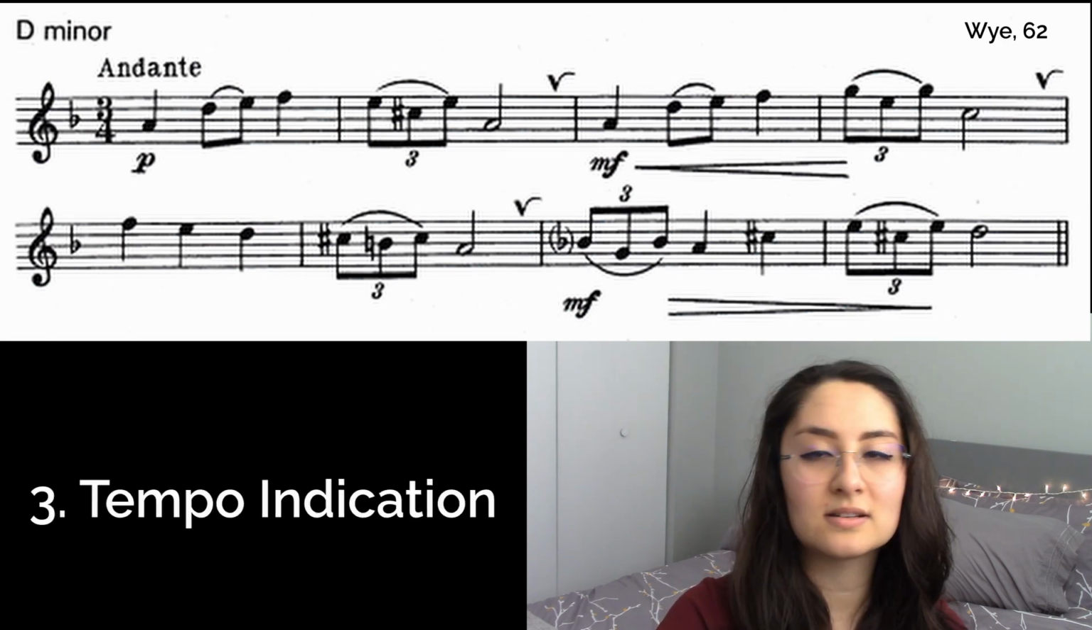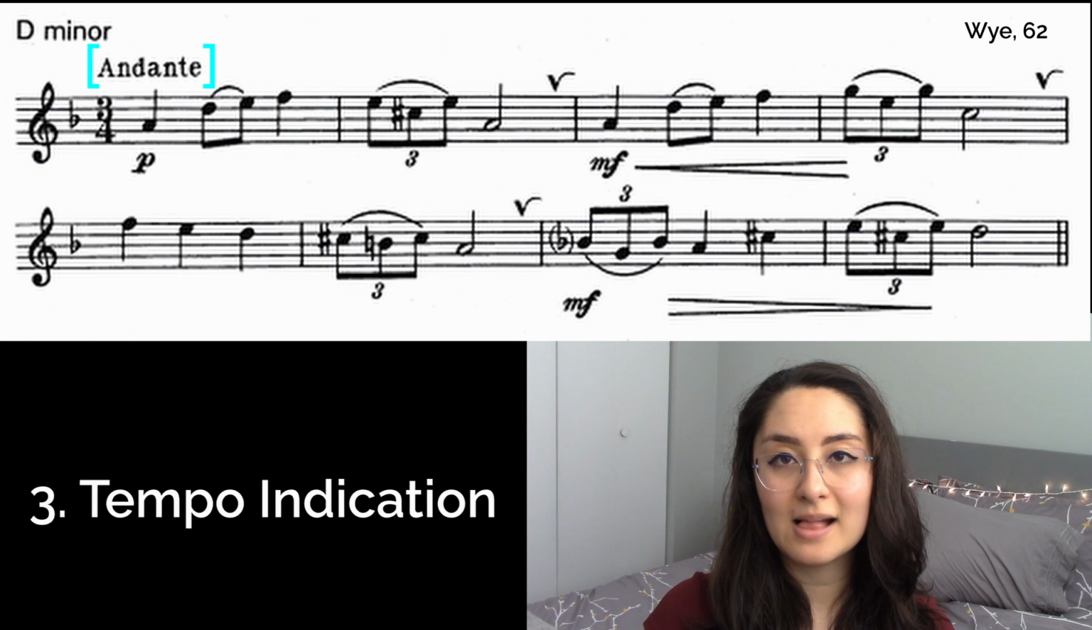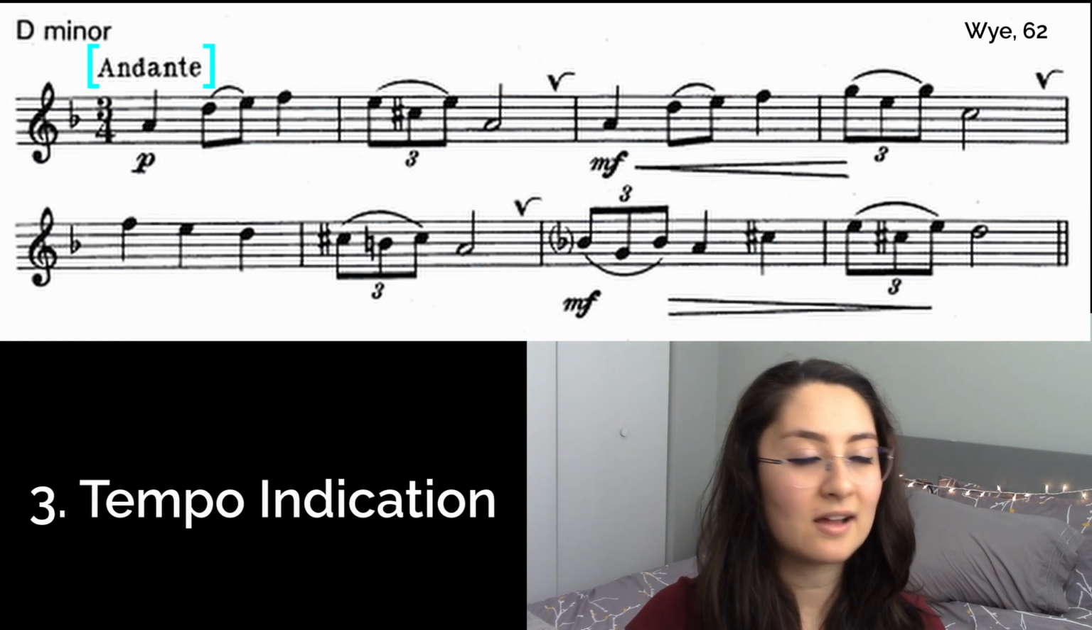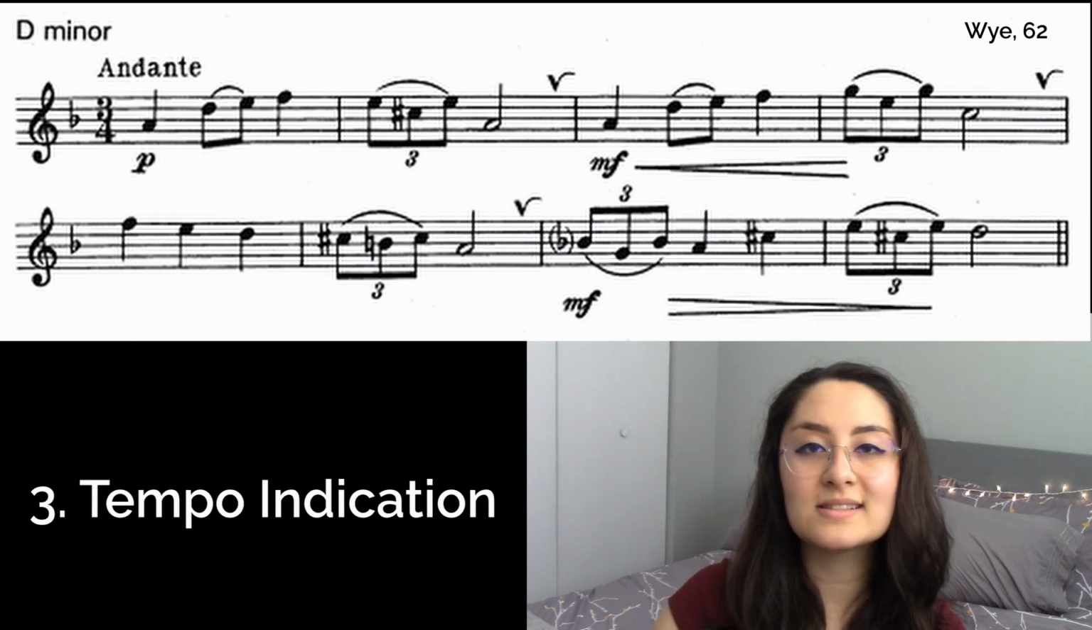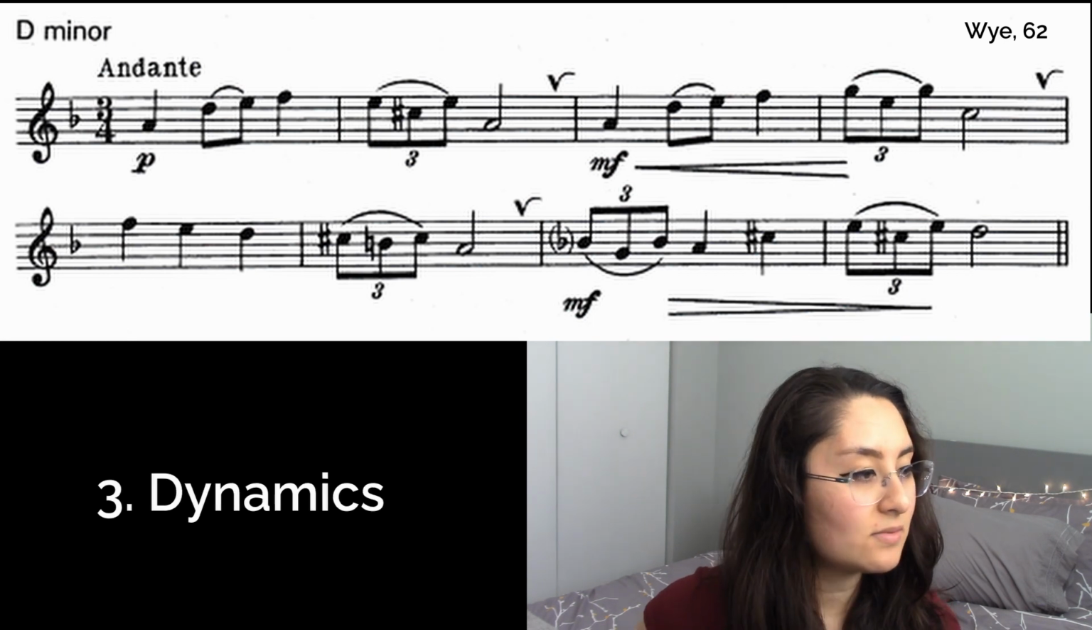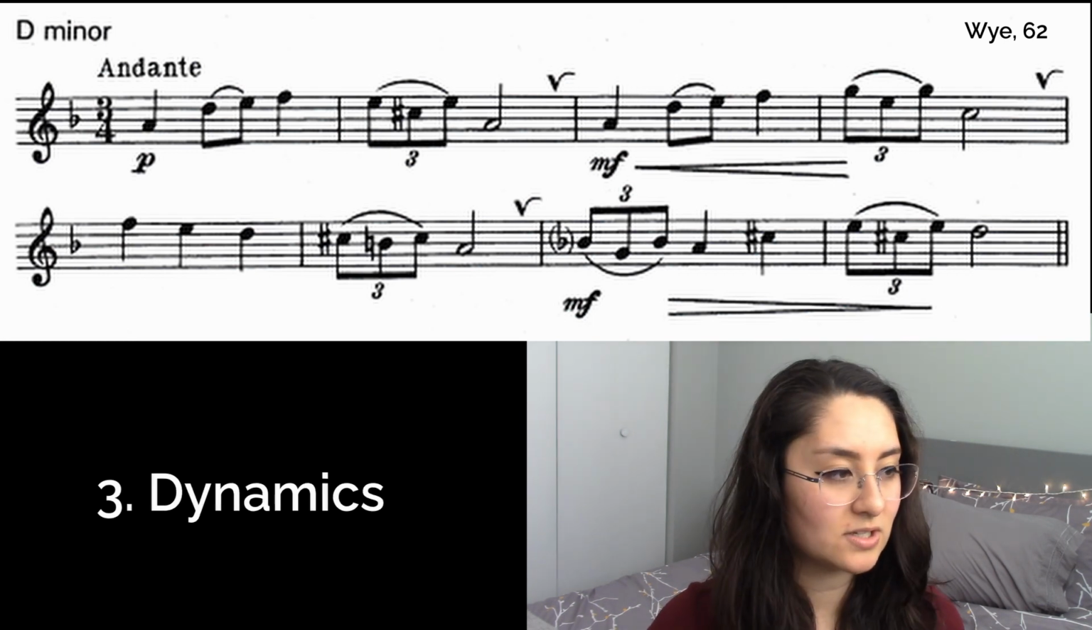So we do have andante, there's a marking. Once we get to clapping and counting this, I'll be doing a quarter note equals 74. Now let's look at the dynamics here. So we start on P, which is piano, which is softly.